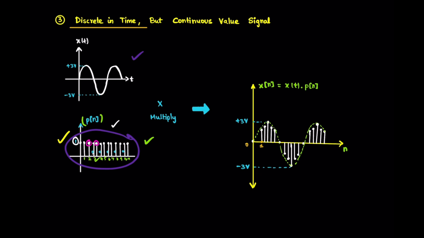But if we take the value of the signal, any value between plus 3 volt and minus 3 volt is possible. For example, there is 1.5 volt, there is 2.3 volt, there is 3 volt, and so on and so forth. So this signal is a continuous in value signal.